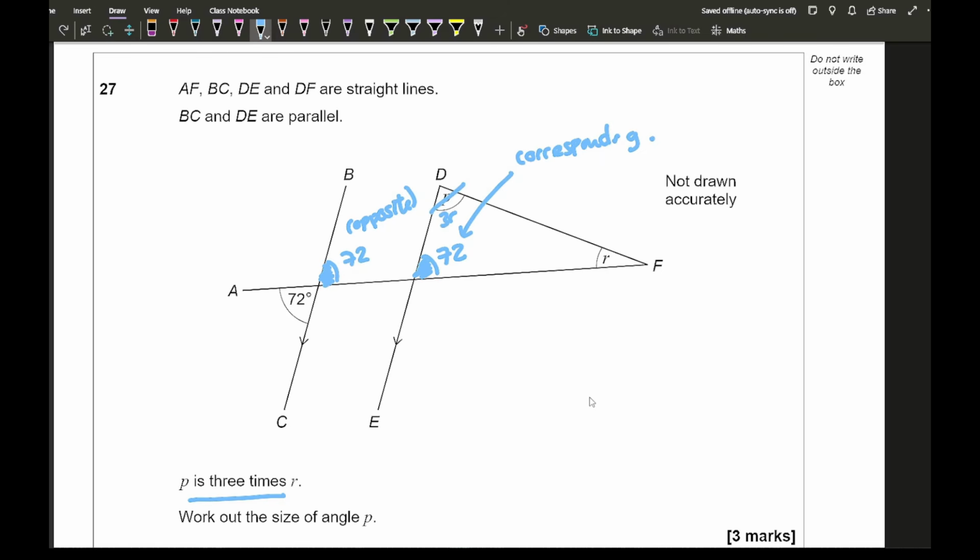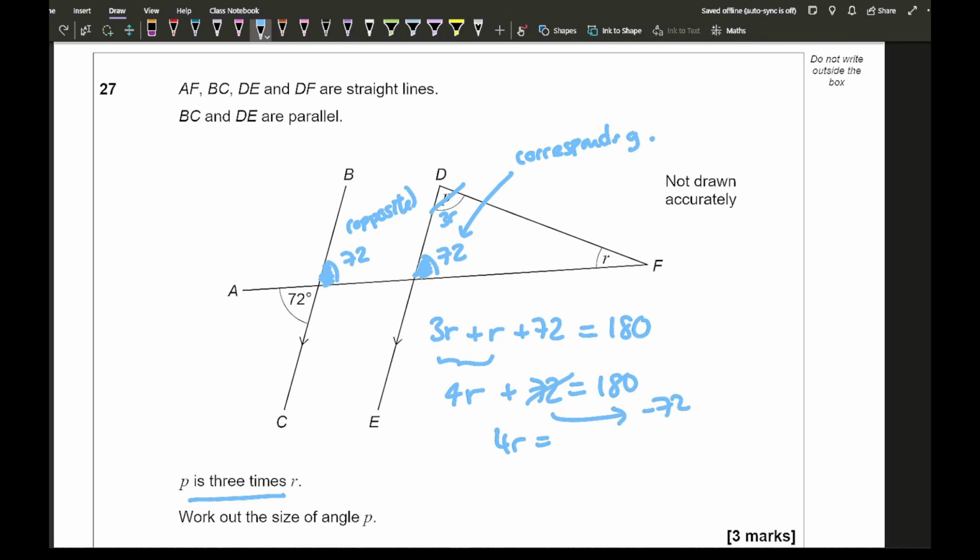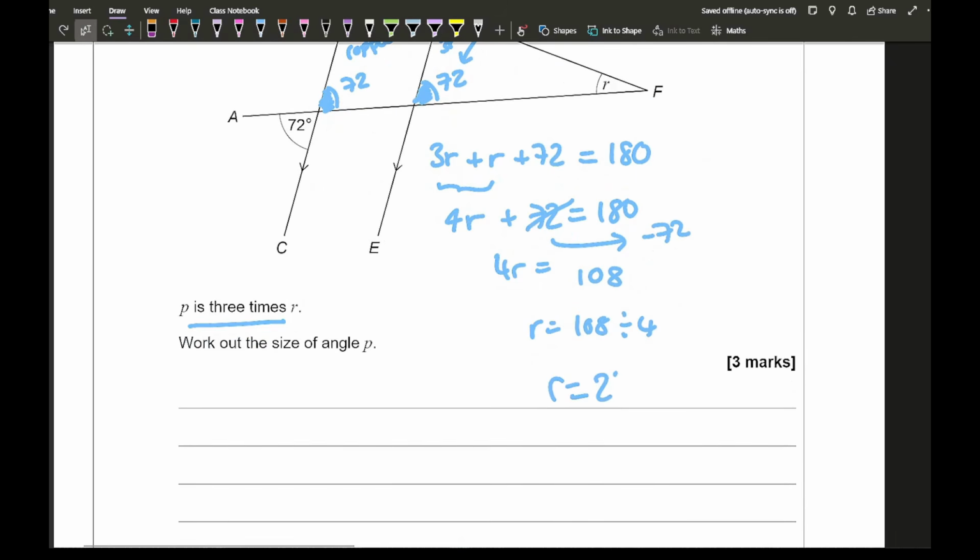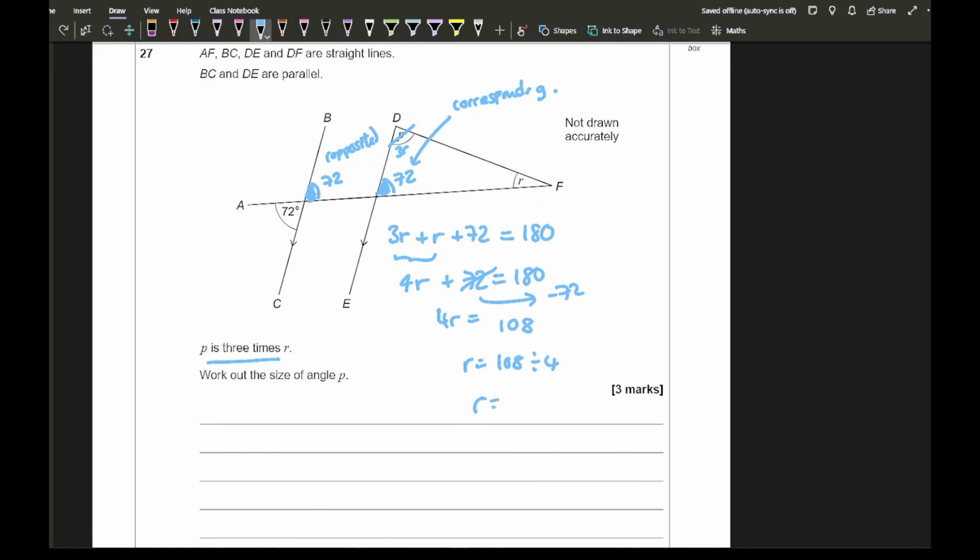So what do we know about angles in a triangle? Well, we know that they add up to 180. So 3R plus 1R plus 72 equals 180. Simplifying this, we get 4R plus 72 equals 180. So 4R is going to equal, if you take the 72 over to the other side, 108. And then R is going to equal 108 divided by 4. Typing that into my calculator, I get an R value of 27.